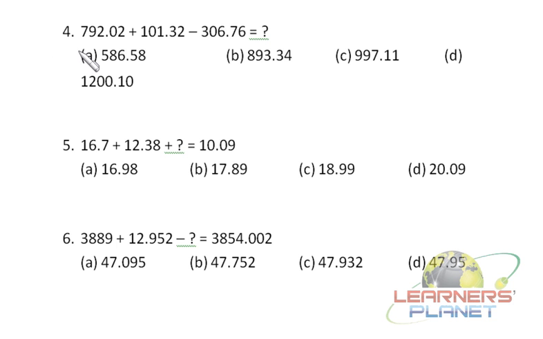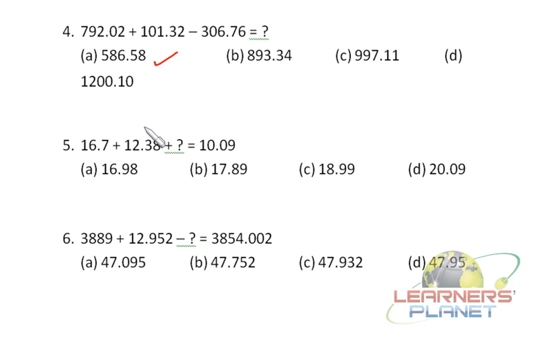Now let's see this problem. 792.02 plus 101.32 minus 306.76. Friends, we see the options are quite far from each other. Okay, so we can do this problem even by approximation method. 792 is something around 800. I'm just approximating it to higher side. So it's 800 plus around 100, that is 900, minus around 300, that is the answer must be closer to 600. So this must be the correct choice.